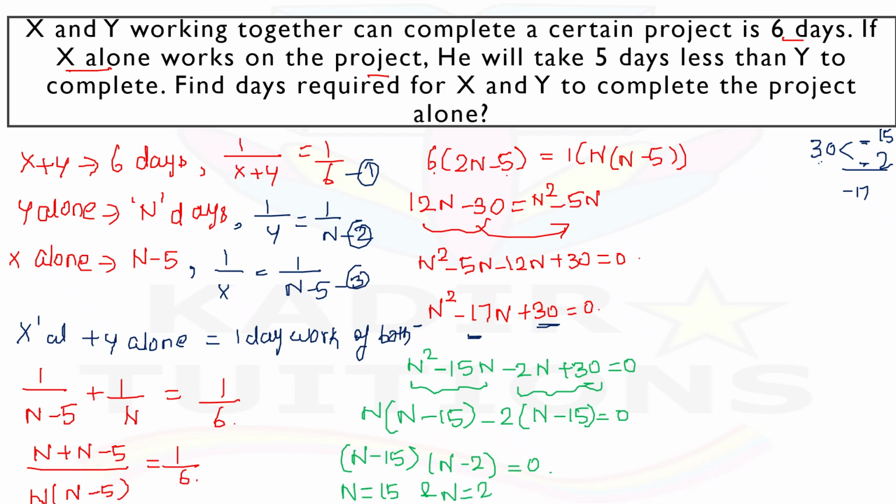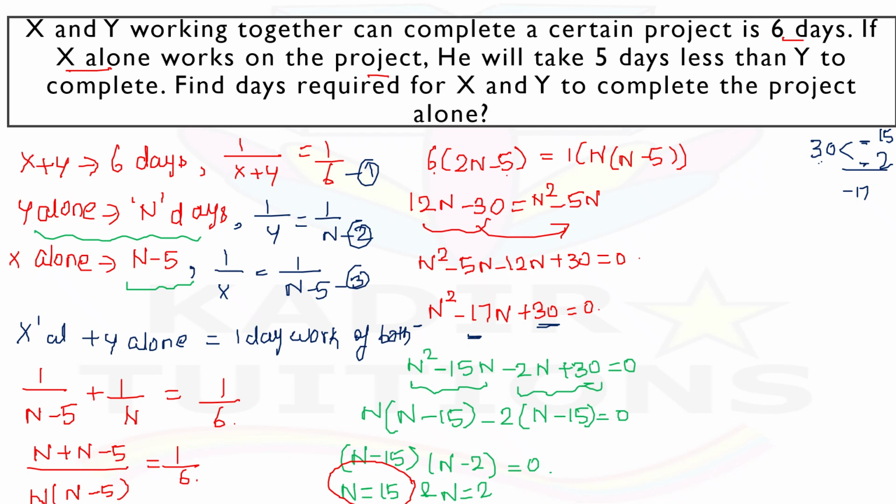So what is actually n? We defined over here that Y alone can do the work in n days. So we got two answers for n, right? Which answer do I have to pick? You can see over here X alone takes n minus 5 days to do this work. If I take n as 15, then X alone takes 15 minus 5, which is 10. If you take n as 2, then n minus 5 is going to be minus 3. That's not possible. So we are going to pick the value n equal to 15 for our answer.